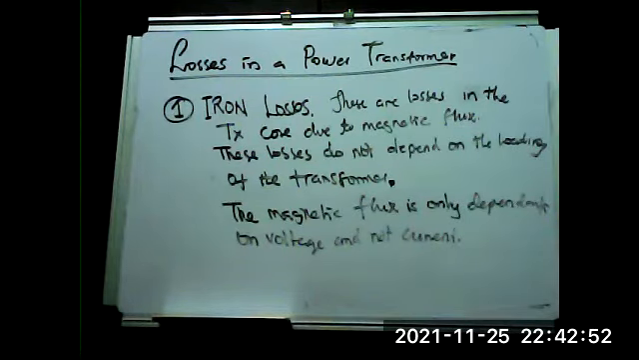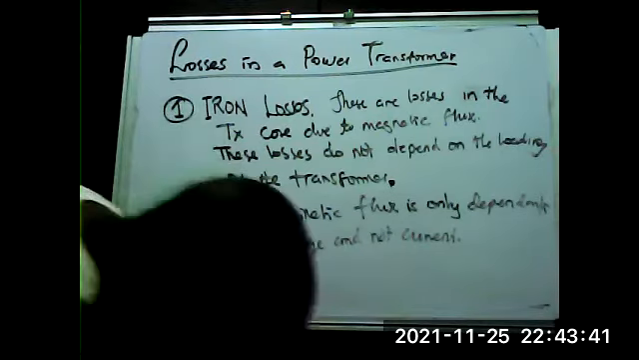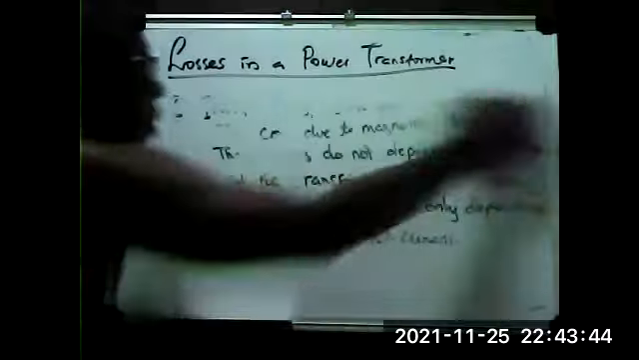Okay? So, two houses connected to the same voltage, 220. They both buy 500 units. The other one, the units finish in 2 days. The other one, the units finish after 1 week. When you say, no, I'm going to complain. Yes, the voltage is the same. The units you bought are the same. The issue is the amount of current you are drawing is different. So, losses in a transformer, the first loss in a transformer are the iron losses. And these losses are independent of the loading. Why? Because these losses only depend on the voltage. Okay?